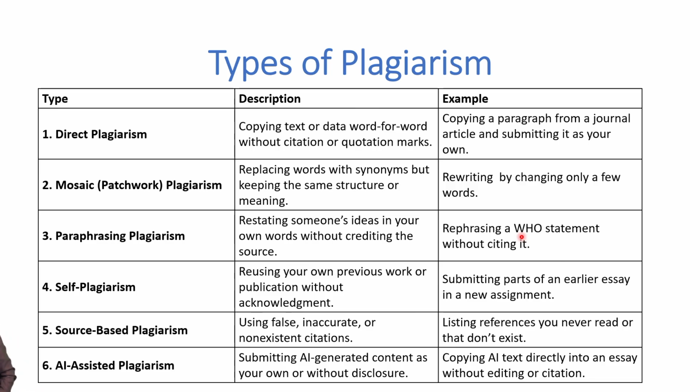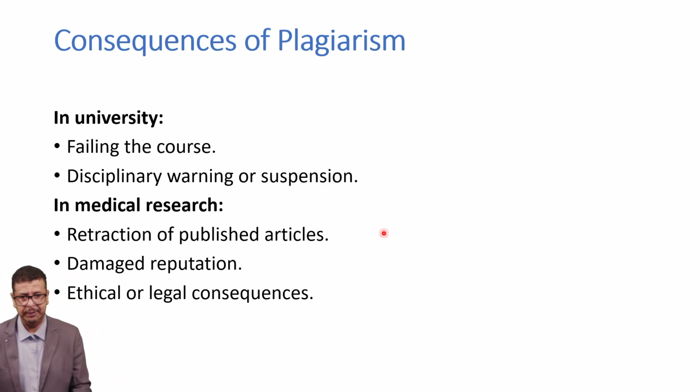Source-based plagiarism, like using false, inaccurate, or non-existing citations. Like listing references you never read and don't use is very common, particularly with AI. Sometimes also some students are using AI-assisted plagiarism by submitting AI-generated content as your own without disclosure and copying text directly from the AI. So these are the common types, and there are very serious consequences related to plagiarism in your university.